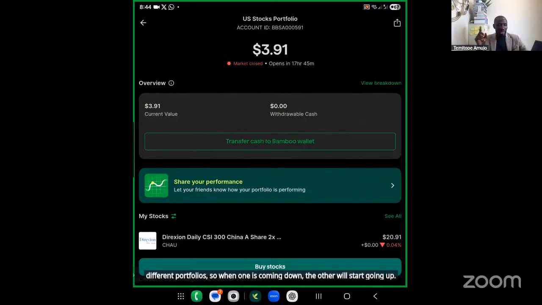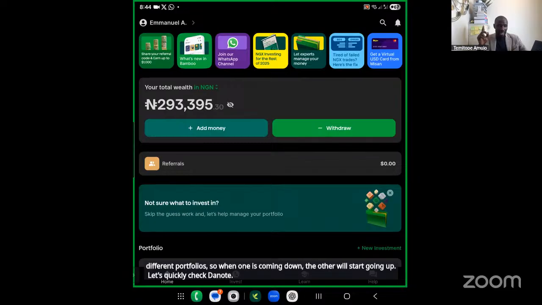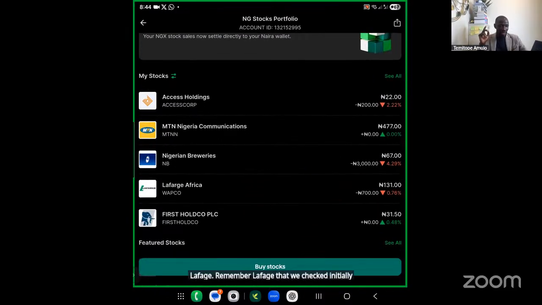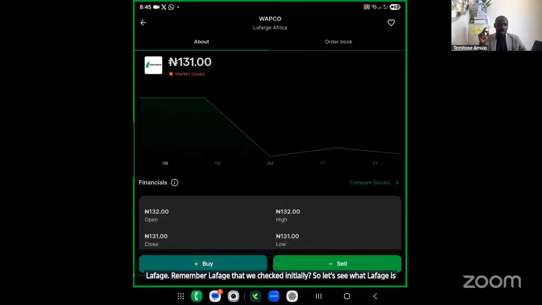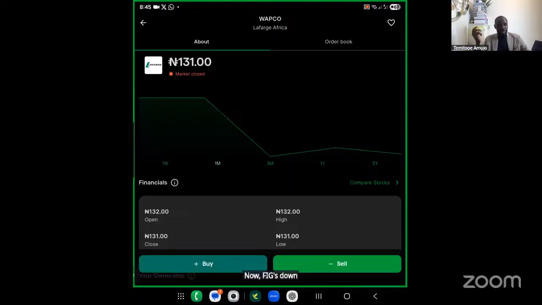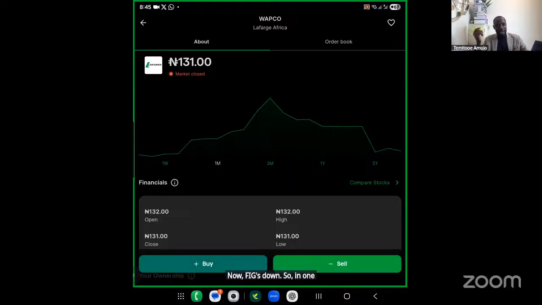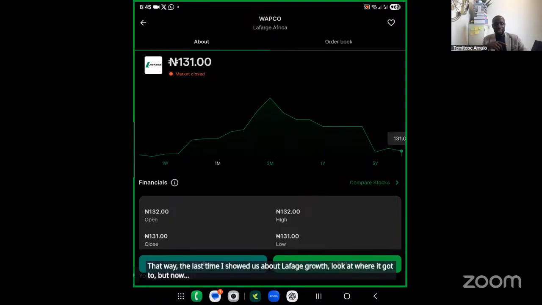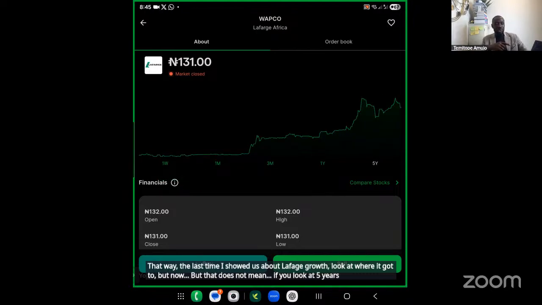Let's quickly check Dangote. Lafarge. You remember Lafarge that we checked initially? So let's see what Lafarge is saying now. Look at what happened to Lafarge in one week. Lafarge is down. So in one month, look at how far it was rising. The last time I showed us Lafarge's growth, look at where it got to. But now Lafarge is here. But that does not mean, if you look at five years of Lafarge, it is always on an uptrending growth.